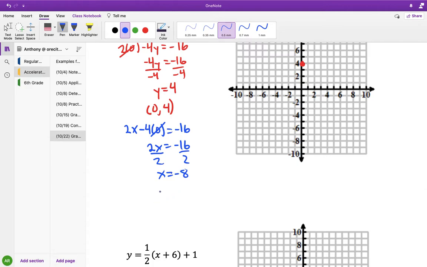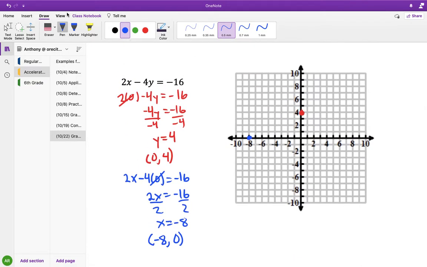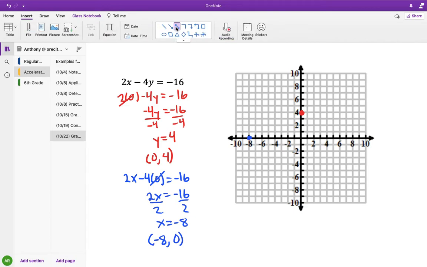I know my second point now is negative 8, 0. Remember, I know the y is 0 because I selected y to be 0. Okay, I'm going to put the point on the graph. Now I have 2 points. That's enough information to actually graph my line. And I'm going to go ahead and do that.